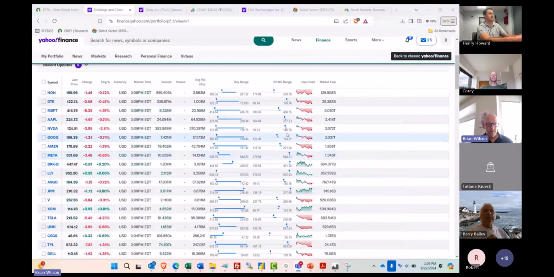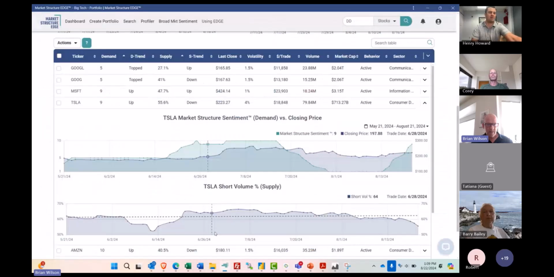Get back to screen sharing and the Tesla example, and I can circle back to DuPont real quickly as well and share what I was actually talking about. Here's Tesla right now, intraday volatility of 4%. And if you look at it, it's a really good setup. We see sentiment that is rising sharply, short volumes that are lower.